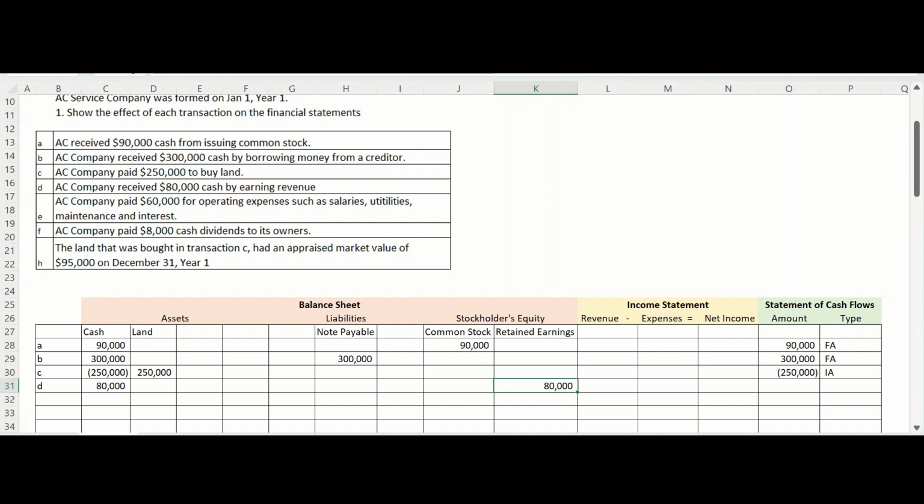Now let's move to the income statement. $80,000 was revenue, so we'll have an $80,000 increase on the revenue. And then revenue has a positive effect on net income, so we'll show a positive $80,000 in the net income column. Lastly, on the statement of cash flows, there was $80,000 cash coming in, so there is an inflow, positive. And this is earning revenue for the company, so it is probably their day-to-day activities because it's what they do to earn revenue. So therefore, it's an operating activity. I'm going to put OA for operating activity.